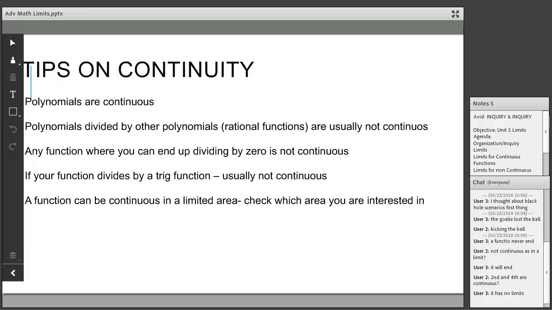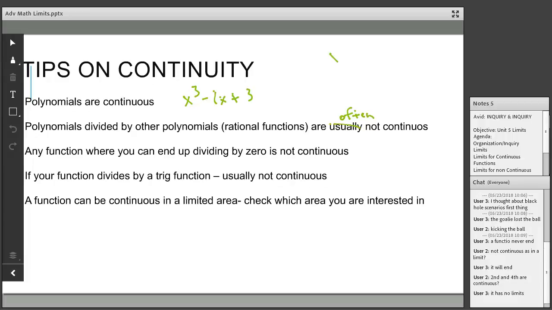Okay, so here's some tips on continuity. Polynomials are continuous. If you see something that looks like x to the third minus 2x plus 3 or something, continuous. Okay. Polynomials divided by other polynomials. Remember, we call those rational functions. I shouldn't say they're usually not continuous. I should say they are often not continuous.